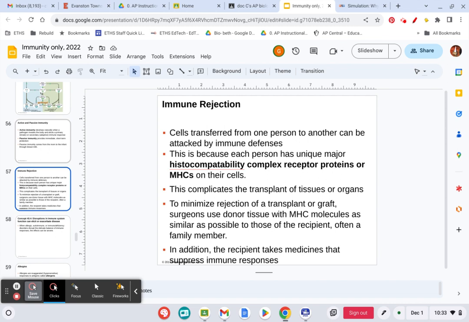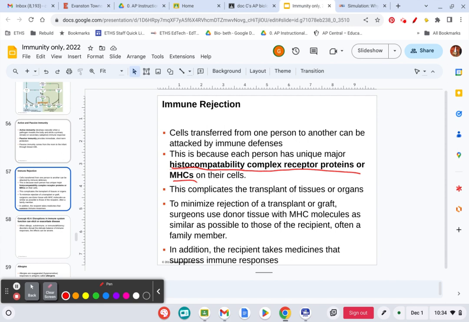Immune rejection can happen. There are cells that are unique to you called MHCs. MHC stands for major histocompatibility complex receptors. I know it's big. These are on all of our cells, and they're unique to us, so the shape of these is unique to us. This makes it complicated when you want to transplant an organ, because there can be rejection if those MHCs are not close enough.